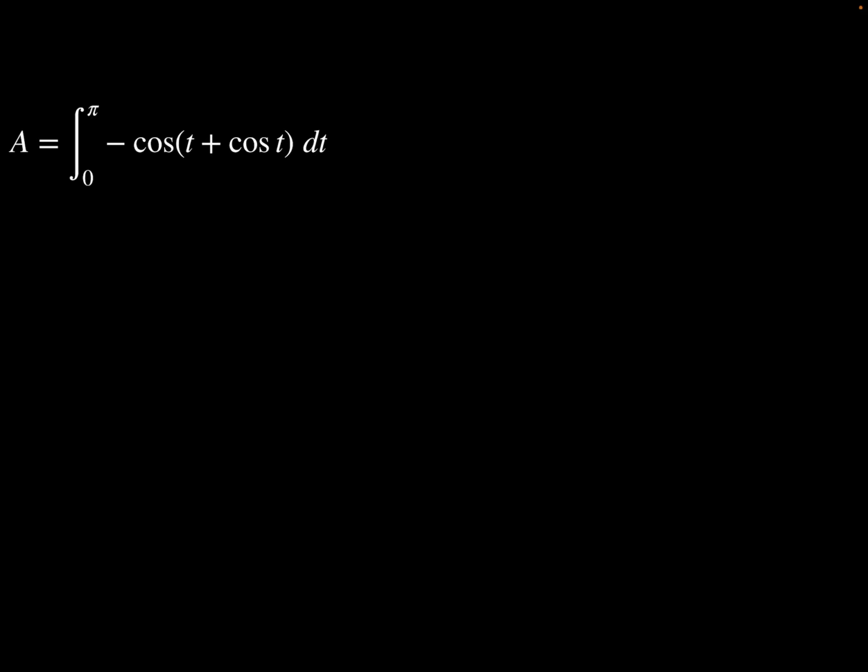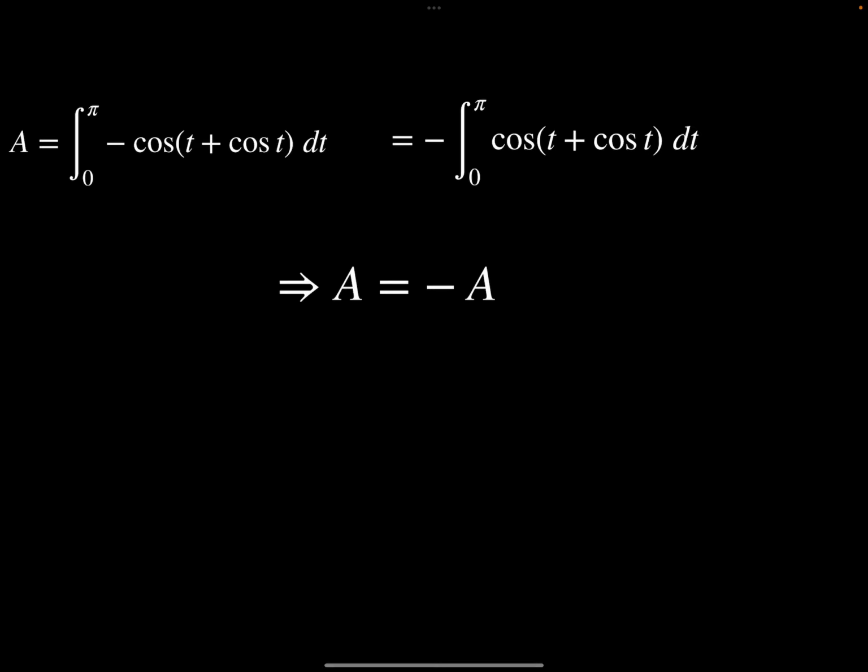So far so good. And finally, we use the fact that the integral is actually linear. So this is equal to negative the integral from 0 to pi of cosine of t plus cosine of t dt. And this is exactly negative A, right? So A is equal to negative A. And this is equivalent to saying that A is equal to 0. So the integral from 0 to pi of cosine of x plus cosine of x dx is equal to 0.